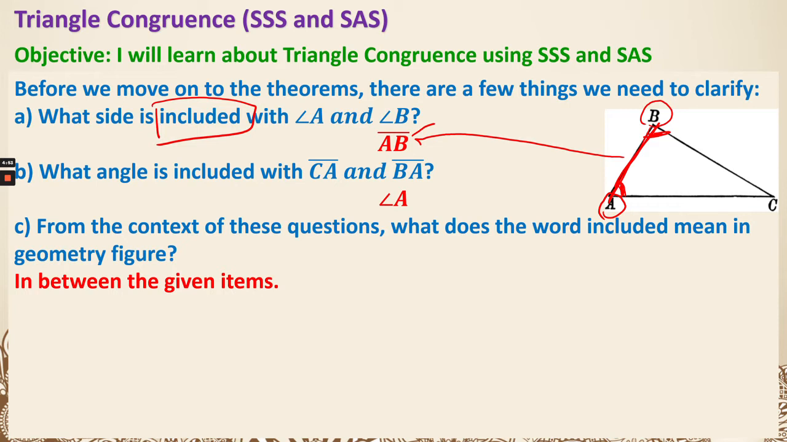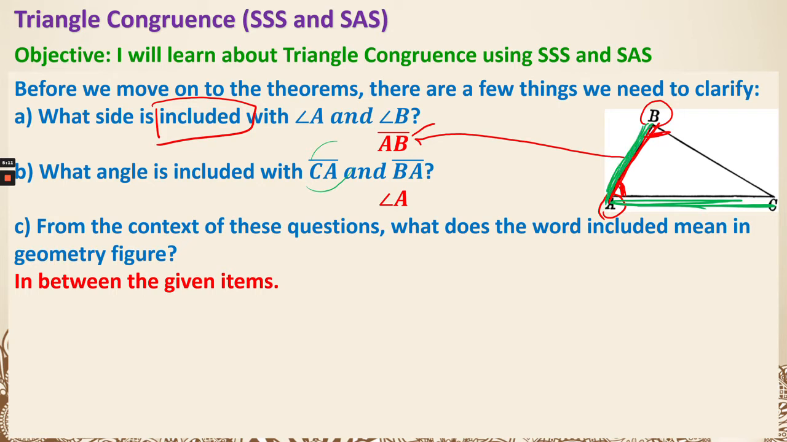Again, the notation, we had talked about this in the last unit. The little bar on the top indicates this is actually a line segment, and we use that symbol to represent a side of any shape. So side CA is right here, side BA is right here.